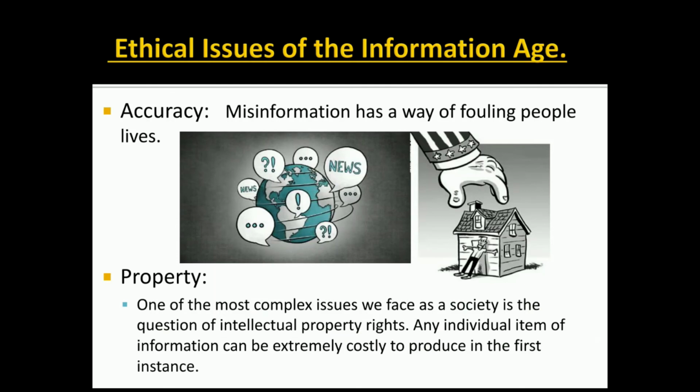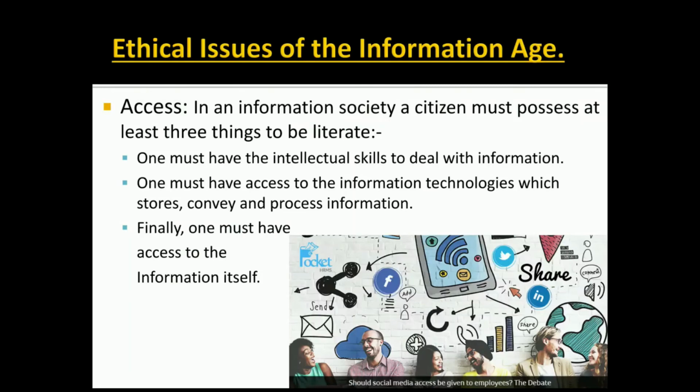And my next point is access. In an information society, a citizen must possess at least three things to be liberated. Number one is, one must have the intellectual skills to deal with information. These are skills such as reading, writing, reasoning, and calculating. This is a task for education. And the second point is, one must have access to the information technologies which store, convey, and process information. These include libraries, radio, television, telephones, and increasingly personal computers and terminals linked via networks to mainframes. This is a problem in social economics. And finally, one must have access to the information itself. This requirement returns to the issue of property, and it is also a problem of social economics.